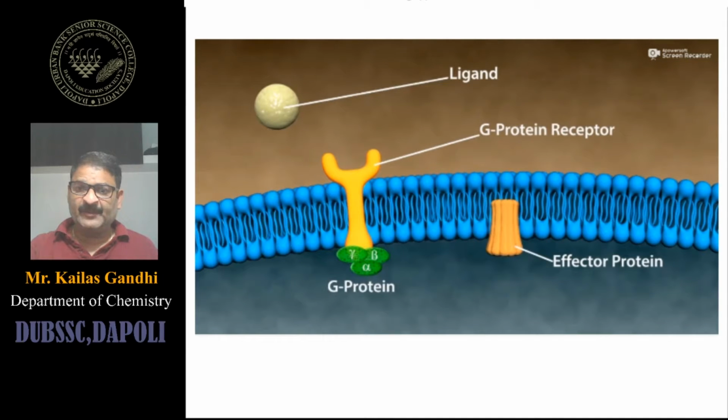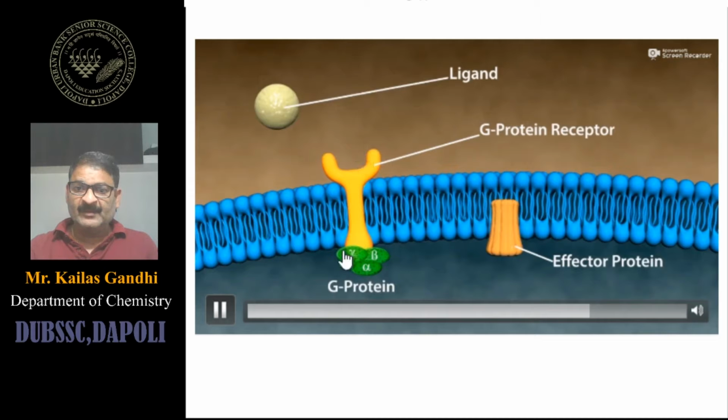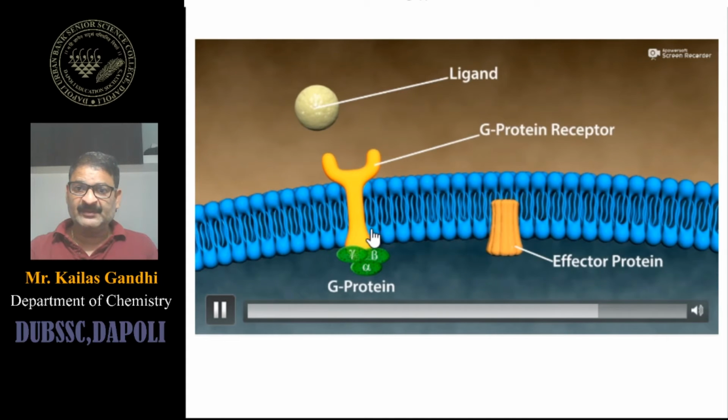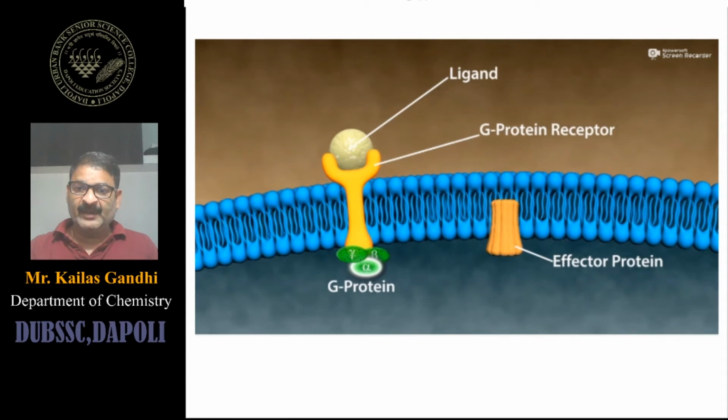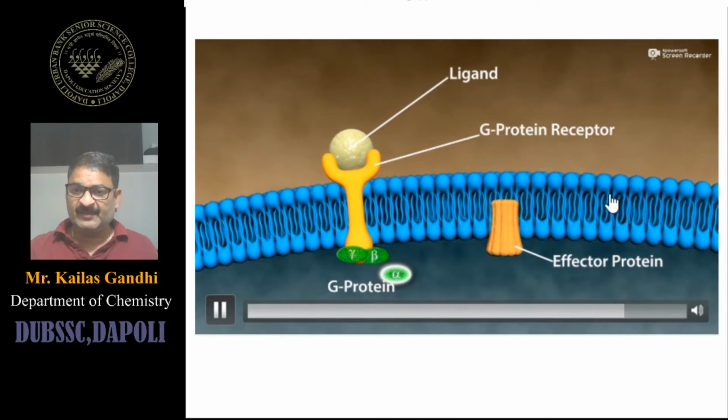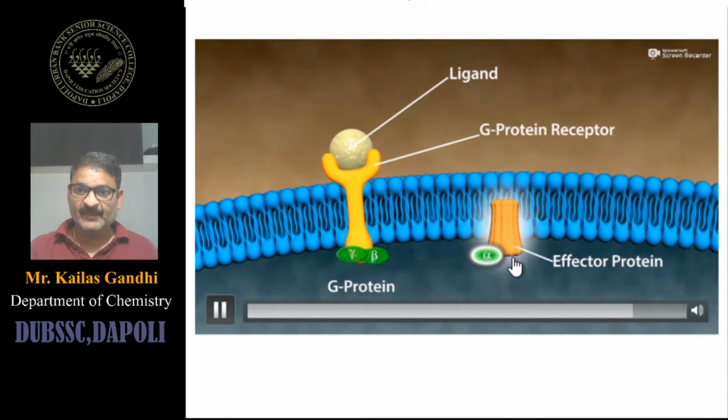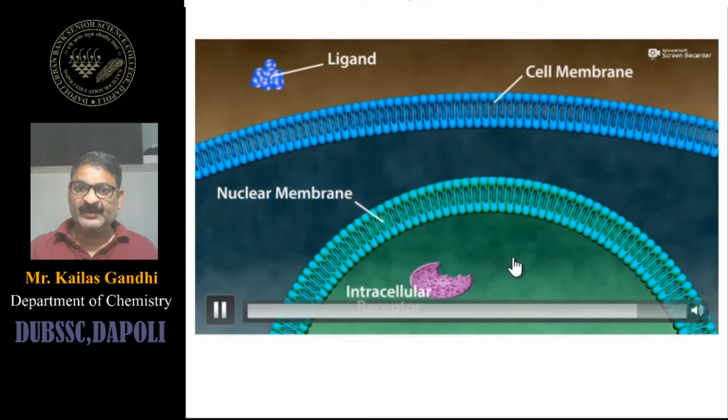In the G protein type of receptor, the ligand gets attached to the G protein receptor site, which has alpha, beta and gamma subunits. When the ligand gets attached to the G protein receptor, it gets activated, and the alpha unit gets detached from the G protein receptor, which is responsible for the activation of another protein or enzyme. So this is the function of the G protein receptor.